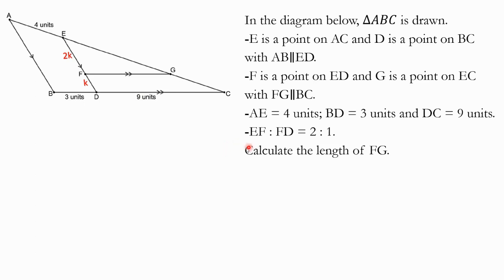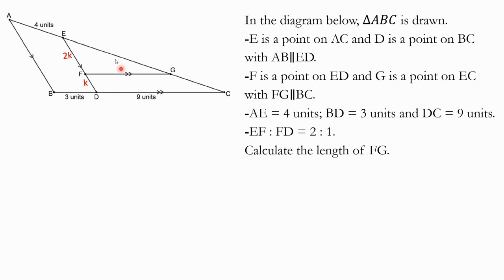Let's do question 5b. Now in question 5b, we are finding the length FG. If you check, this is the last part of question 5, but we haven't used this point: EF is to FD is equal to 2:1. So sometimes you have to check the given information and see if you have used it or not.